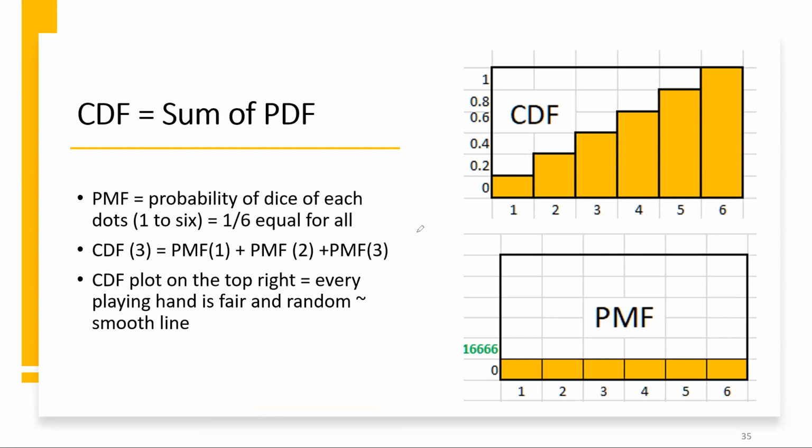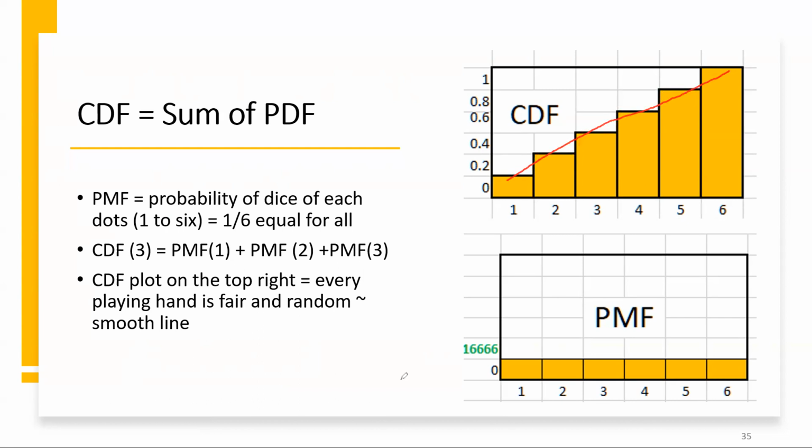What I mean is that if you throw a dice, the probability for each dot, 1 to 6, is the same for all sides. Everybody is 1/6, right? And cumulative means that you sum the previous ones, including yourself. So CDF 1 is 1/6. CDF 2 means 1 plus 2, right? Then you step up.